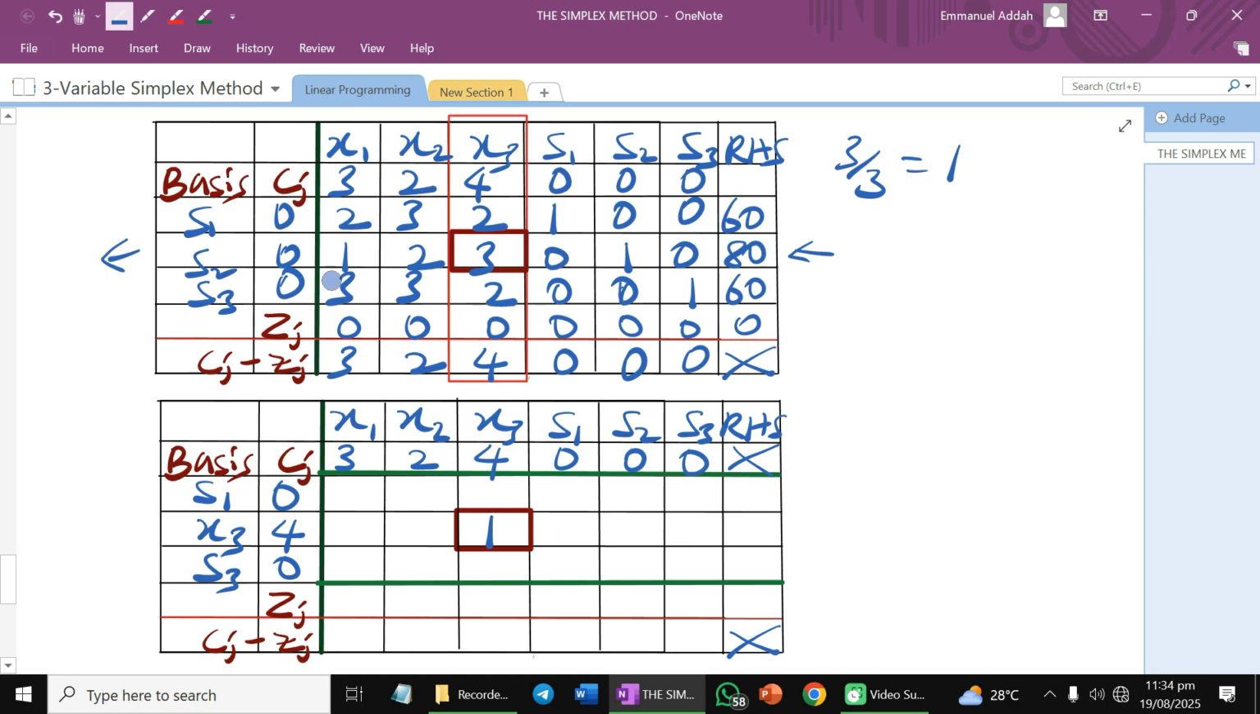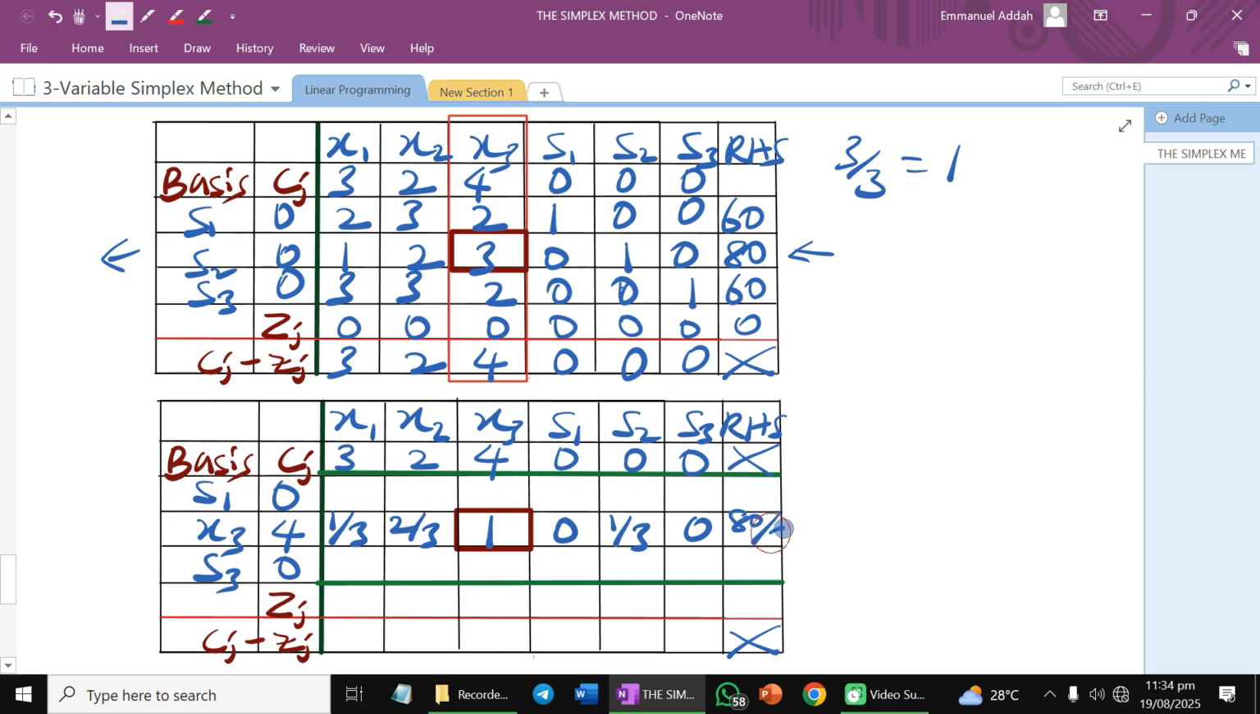So we come here. The first one is 1 over 3. The next one is 2 over 3. The next one is 0 over 3, that's 0. This is 1 over 3. The next one is 0 over 3, which is 0. Well, the next one is what? 80 over 3.